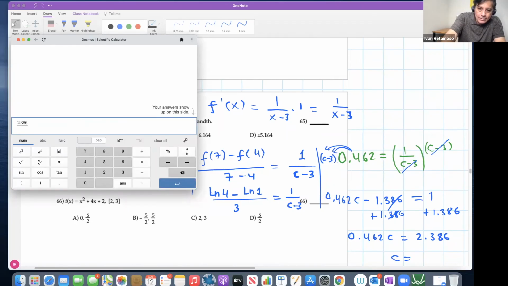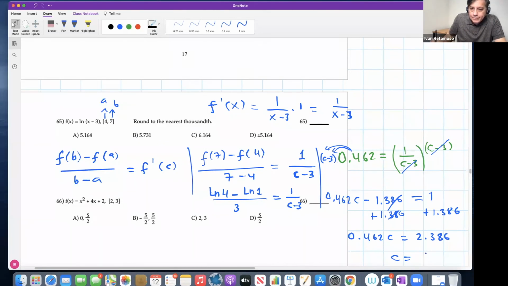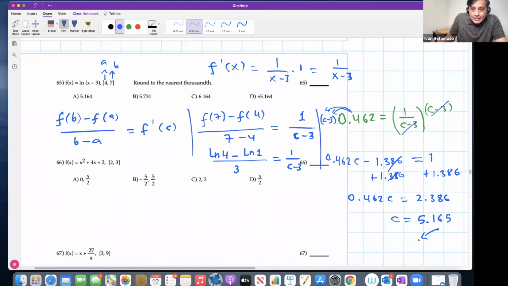2.386 over 0.462, 5.16 rounded, right? 5.164, 165, I would say, to three decimal places, 5.165. Now, guys, check that this is inside the interval. Is it inside this 4, 7? It is, right? So it checks, it's inside. So then take it as your answer, 5.165. Take the closest, right? This is the closest. Yeah, that's it. All right, moving on.